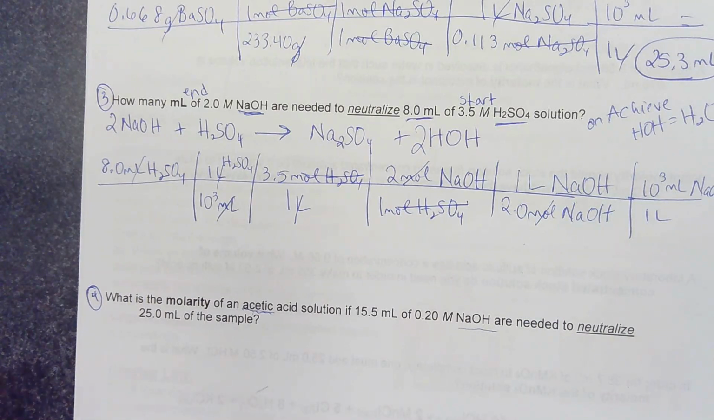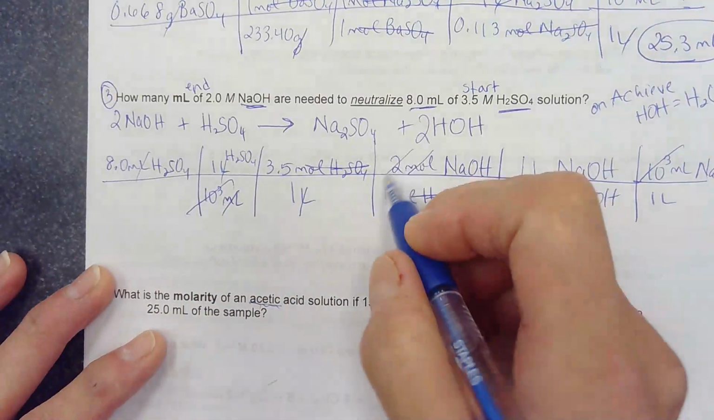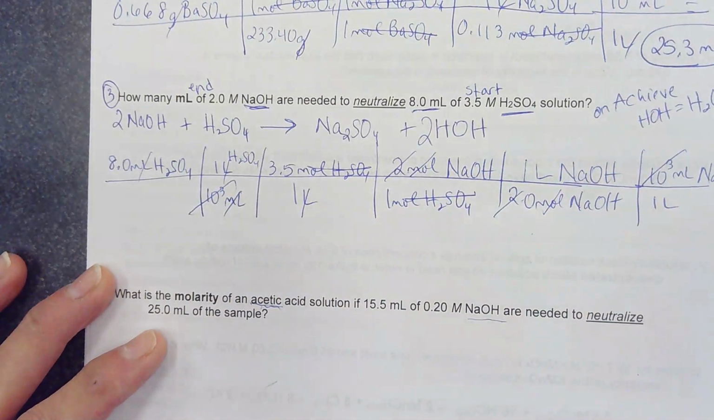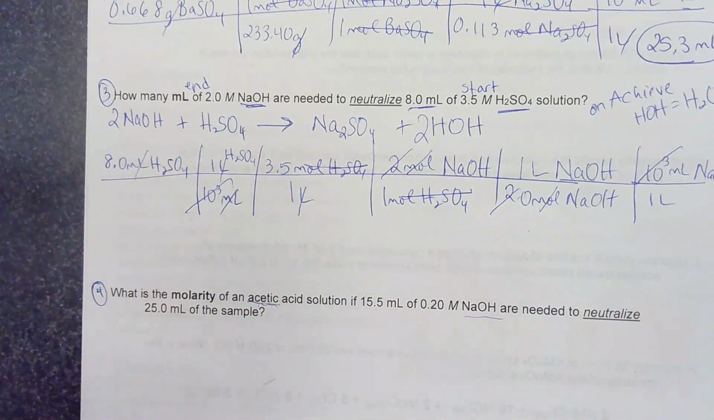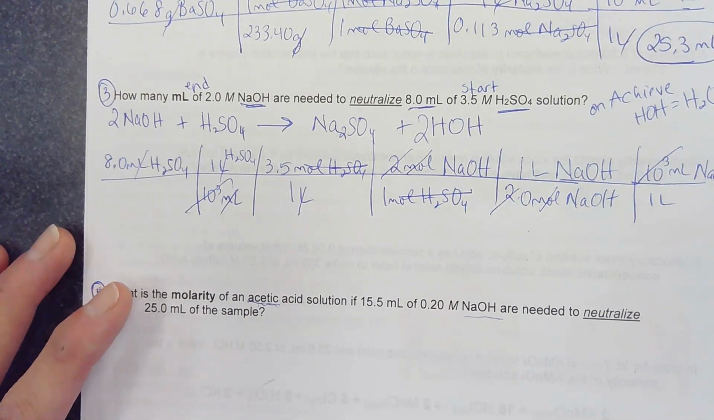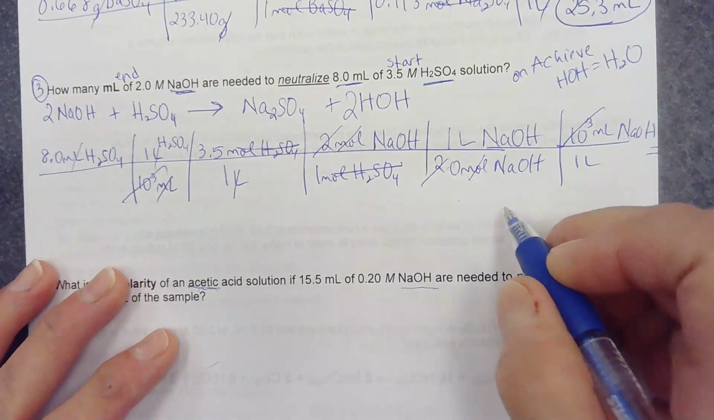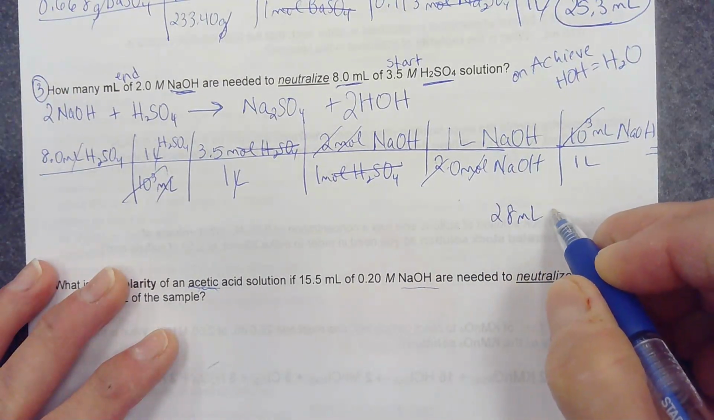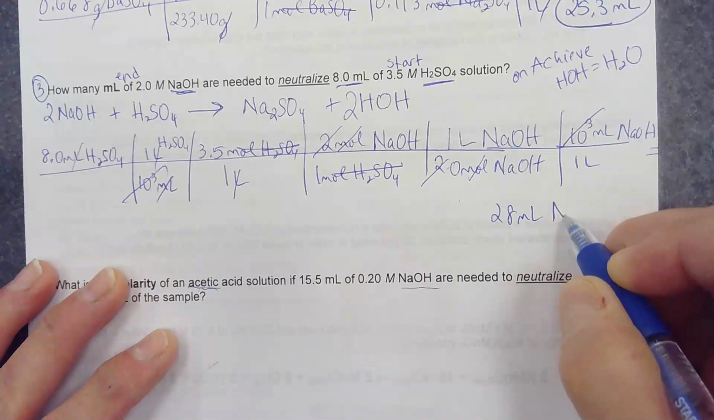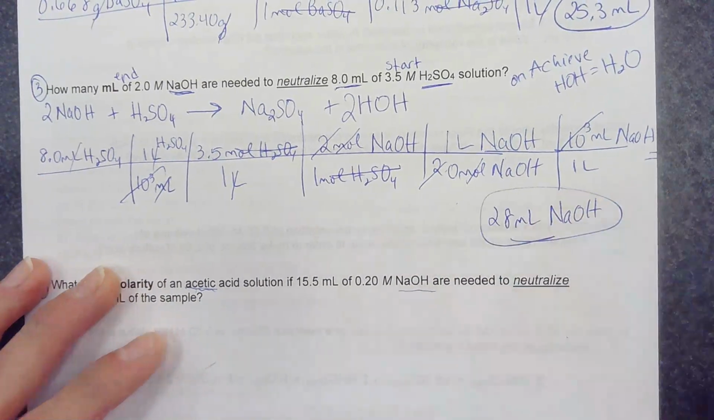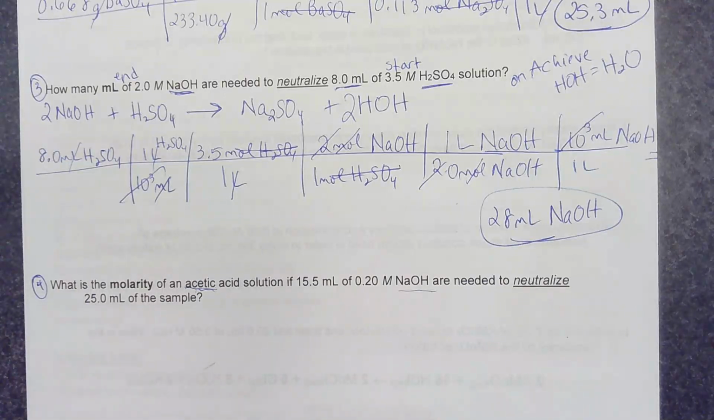Now, are there things that will cancel out? Yes. This will cancel, these 2's will cancel. So in essence, by the time you're done, you're really only multiplying 8 times 3.5. So what's your answer? 28 milliliters of what? Sodium hydroxide. And again, properly, it would be 28 milliliters of 2.0 molar sodium hydroxide, because that molarity makes a difference.